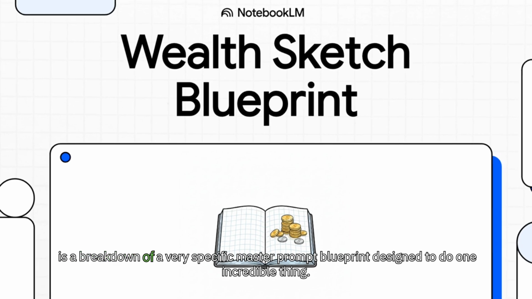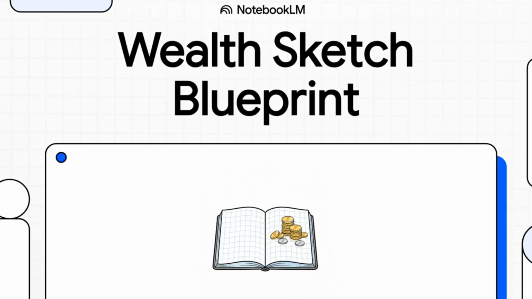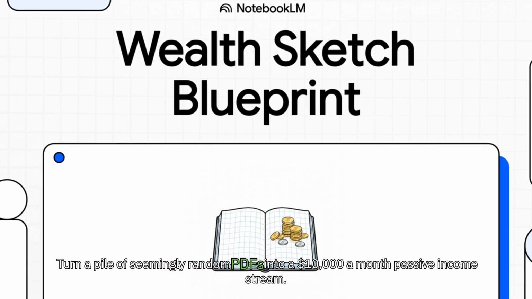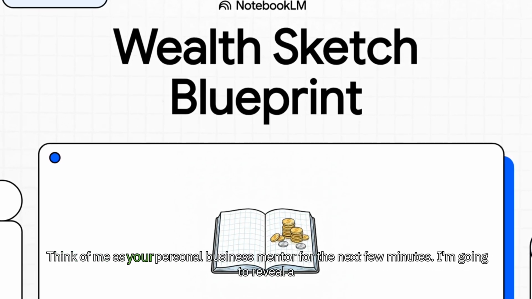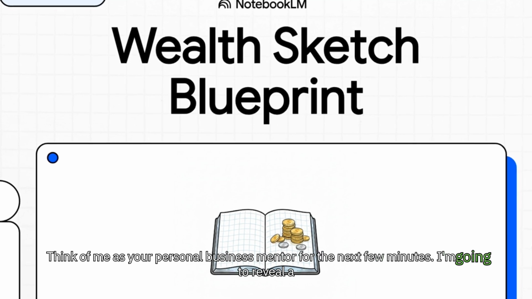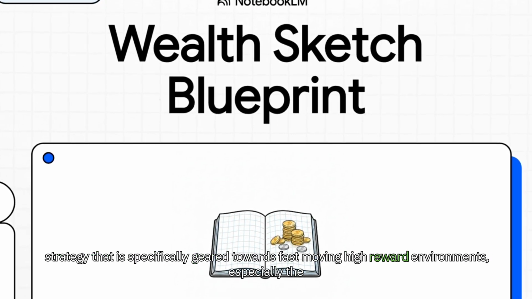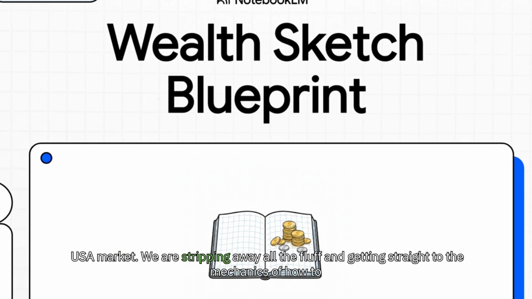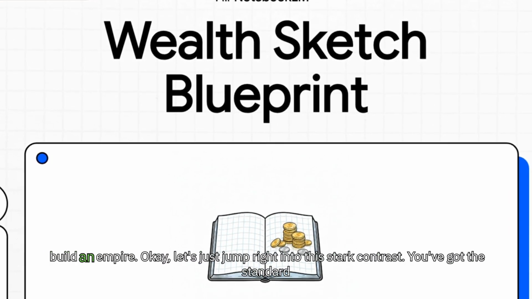This is a breakdown of a very specific master prompt blueprint designed to do one incredible thing: turn a pile of seemingly random PDFs into a $10,000 a month passive income stream. Think of me as your personal business mentor for the next few minutes. I'm going to reveal a strategy that is specifically geared towards fast-moving, high-reward environments, especially the USA market. We are stripping away all the fluff and getting straight to the mechanics of how to build an empire.